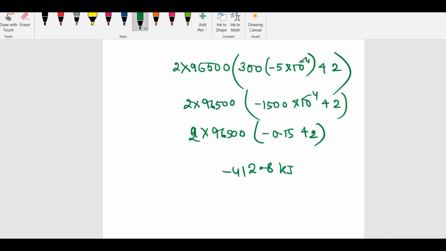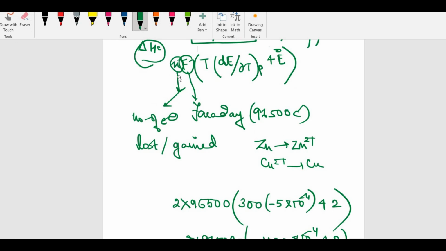Now, one thing I needed to mention, which I think I have not mentioned in the formula. Let me just check. Yeah, this should be minus nFT into dE/dT at constant P, plus E. Alright, so mention that minus in the question. Correct? Moving on to the next question.